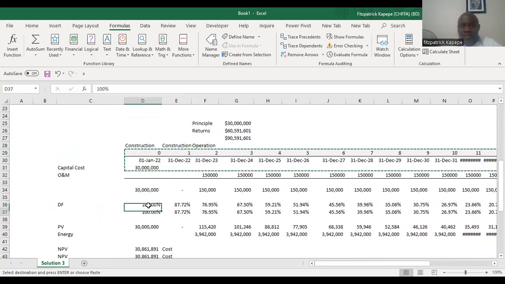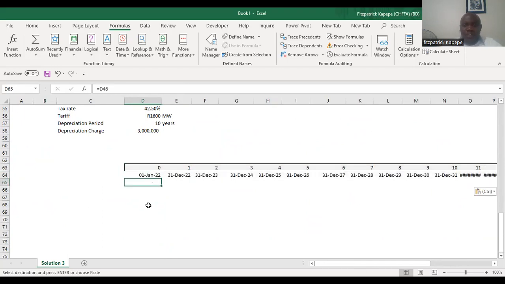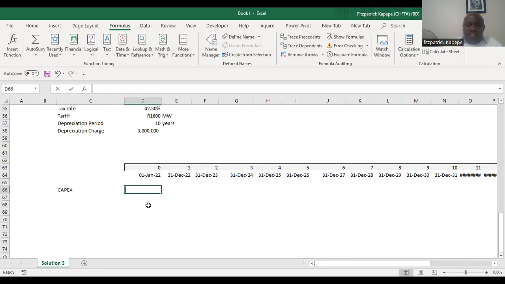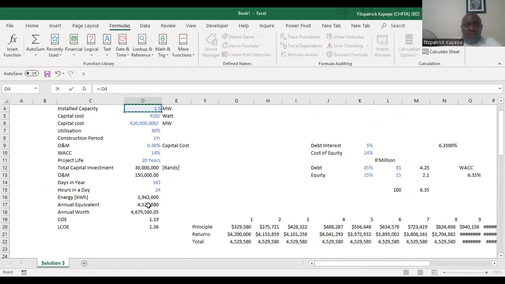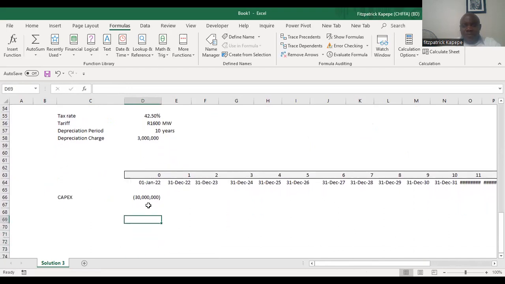So that we don't waste time, we'll do this. So we have Capex. Maybe we can start from here. The Capex, or capital investment, or capital expenditure, which is negative 30,000. Where do I pick it from? I'll pick it from here. So this is what you're going to invest.